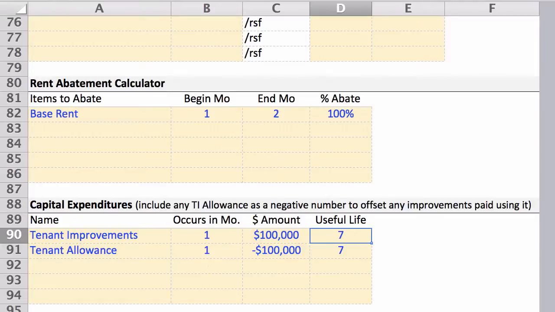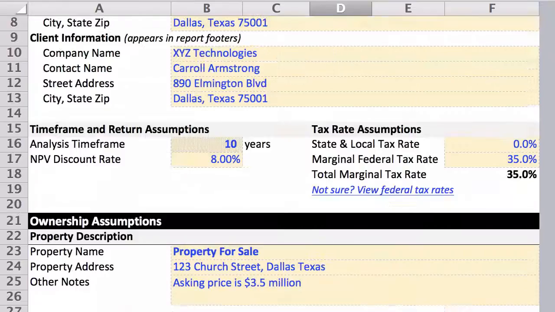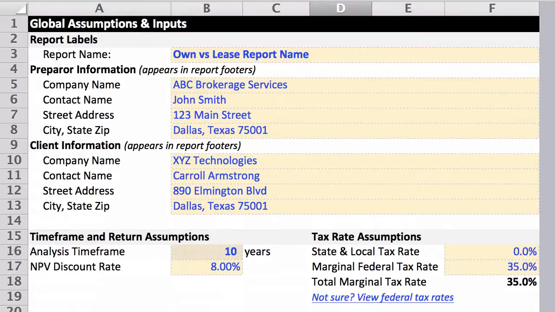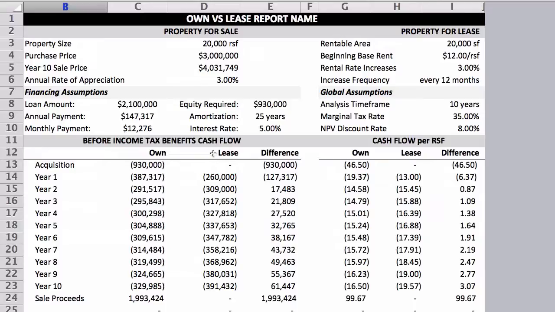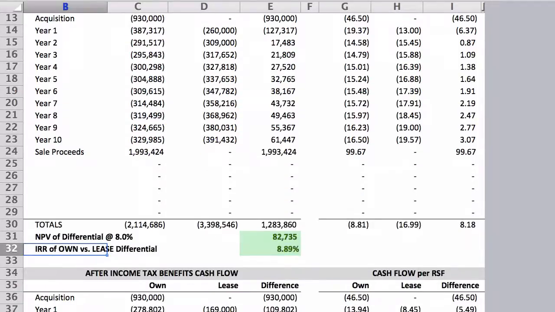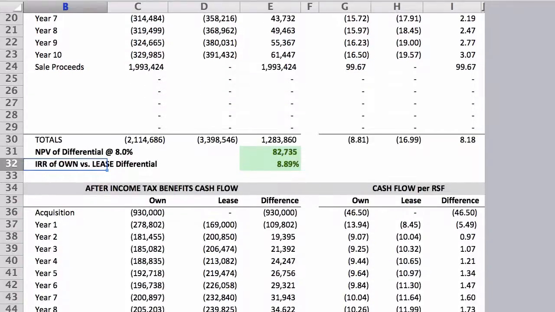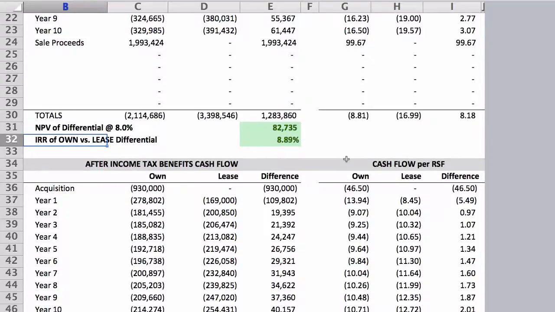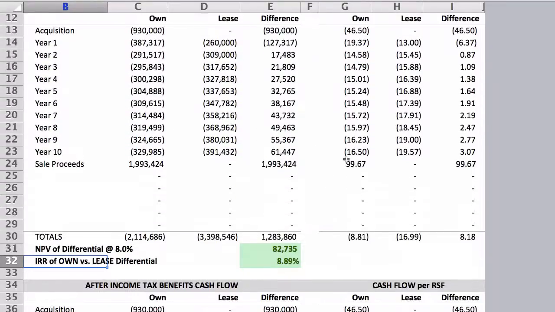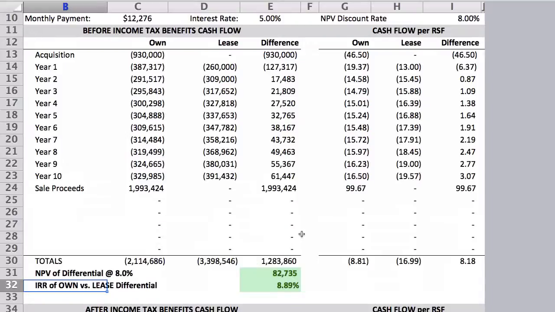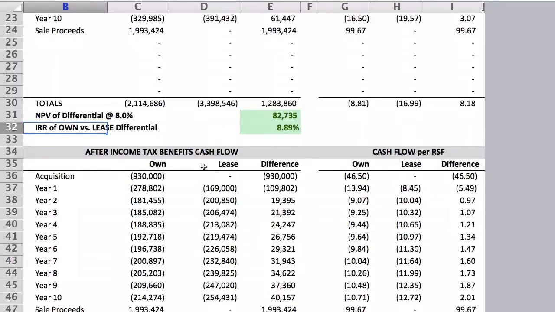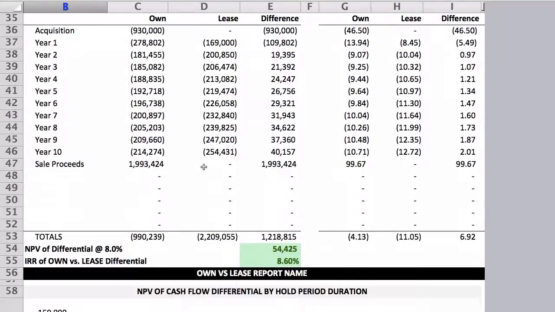Using these assumptions, we generate 3 reports for you. The first report is the results, and this result report basically summarizes the results of all these inputs along with a detailed cash flow, and then discount rates associated with the differential between the lease and the own alternatives, both before and after tax.